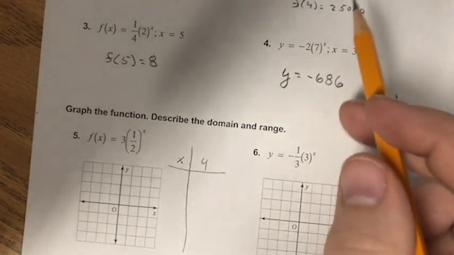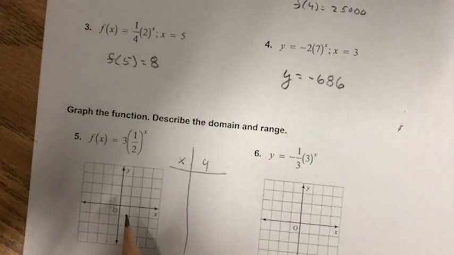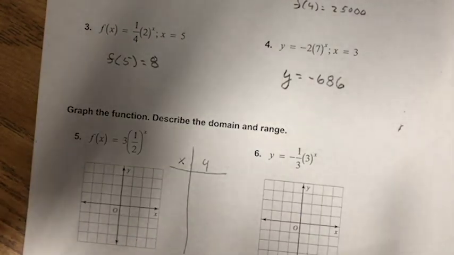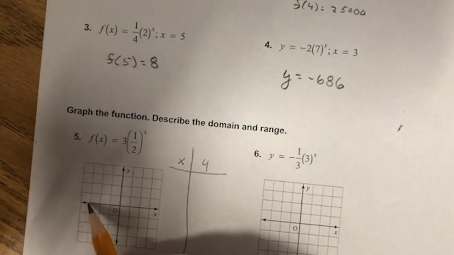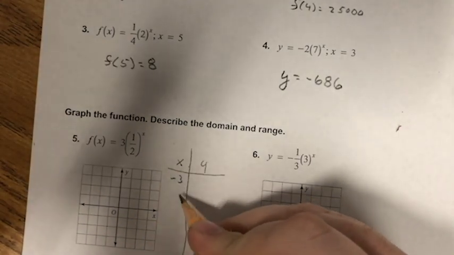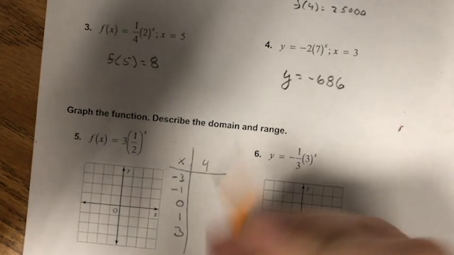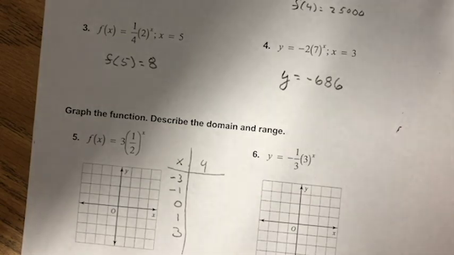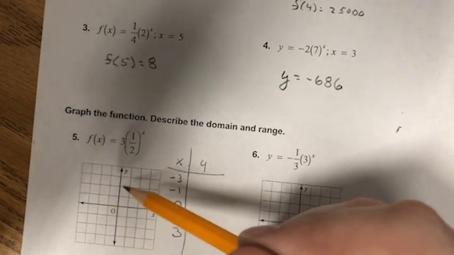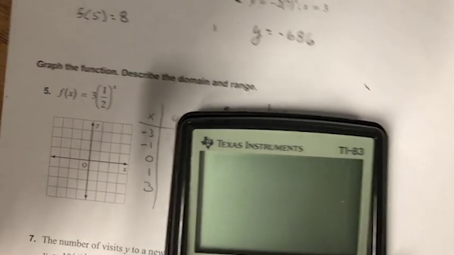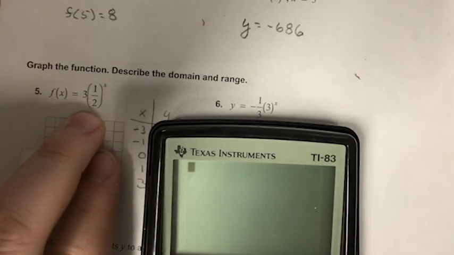So what we're going to do is plug any number we can think of in place of X. Since I'm counting by ones here, let's see what happens. I'm going to do -3, -1, 0, 1, and 3. Why did I pick those numbers? Well, why not? I picked the negatives because I just want to see if anything will be on this side. After I've picked the numbers, I'm going to plug them into the calculator and see what happens.